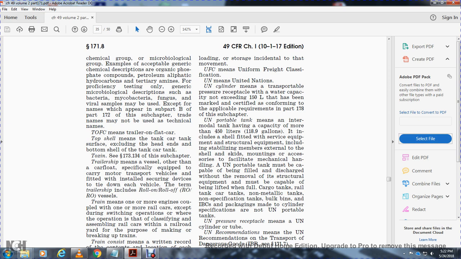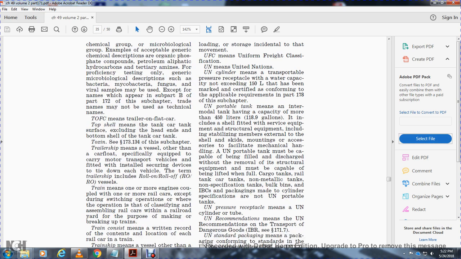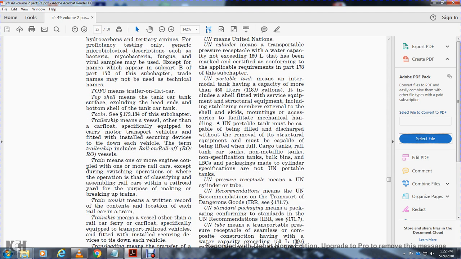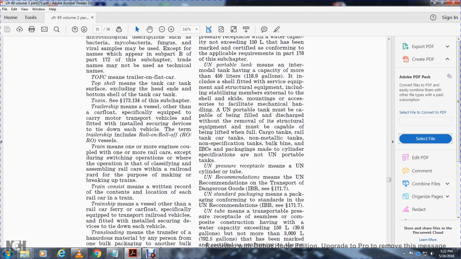UN pressure receptacle means a UN cylinder or tube. The UN Recommendations means the UN Recommendations on the Transport of Dangerous Goods. UN standard packaging means packaging that conforms with the standard within the UN Recommendations. UN means the transportation of the receptacle.